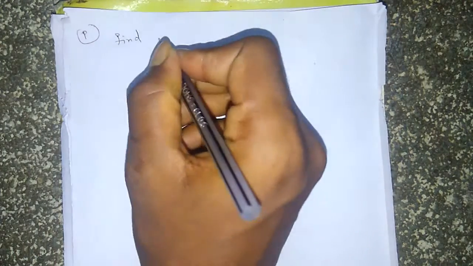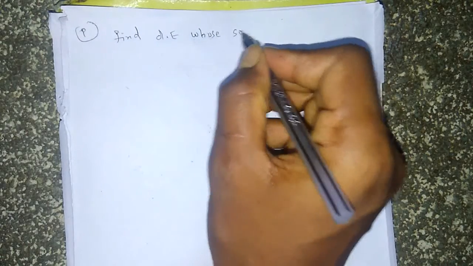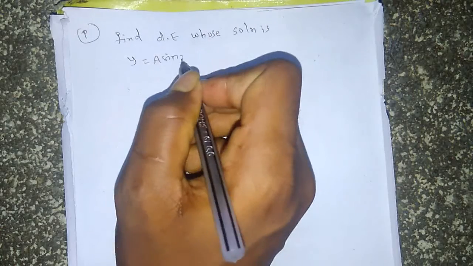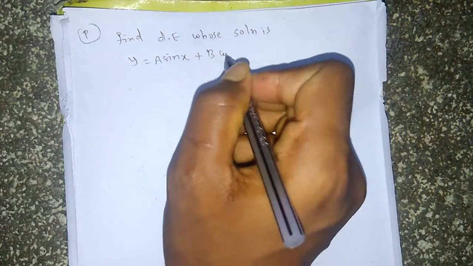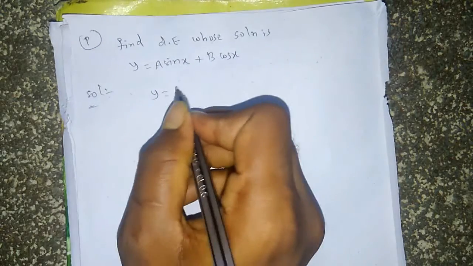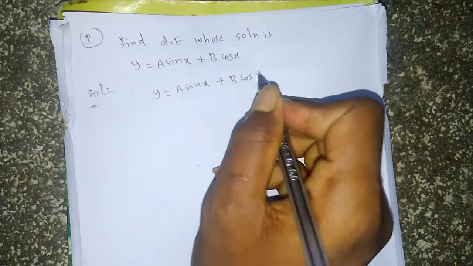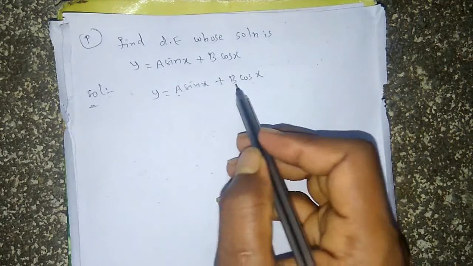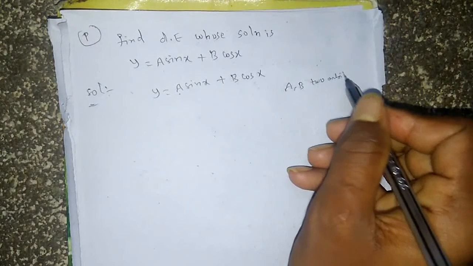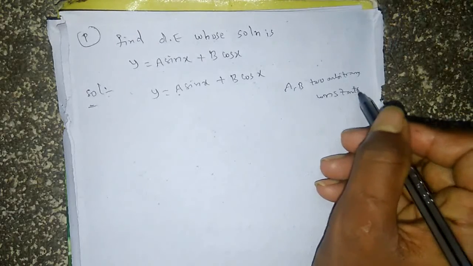Find the differential equation whose solution is y is equal to a sin x plus b cos x. Here given y is equal to a sin x plus b cos x. Here it has two arbitrary constants, a comma b. So we need to differentiate twice.